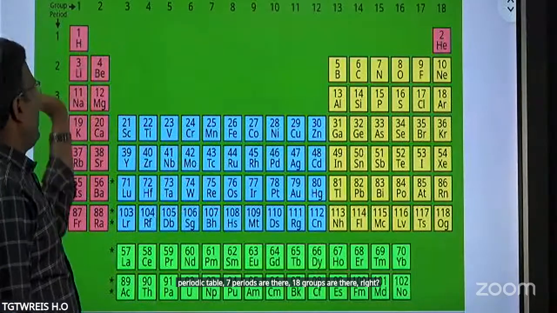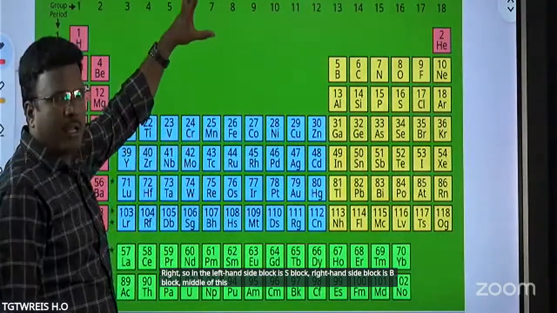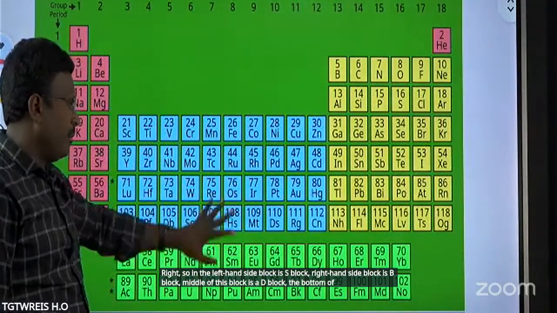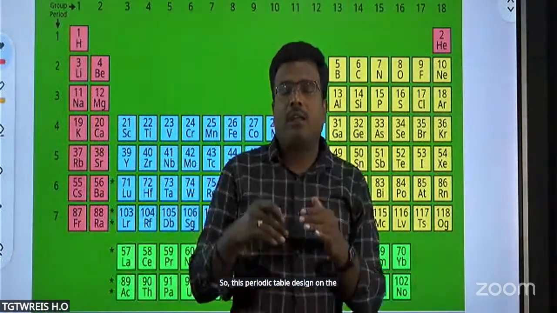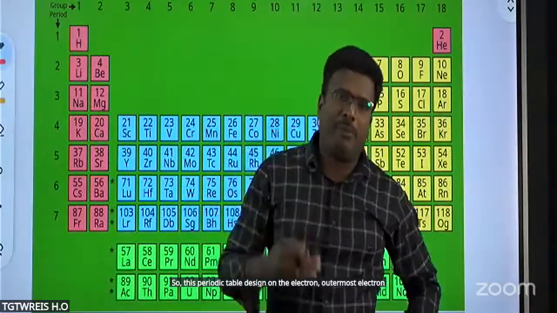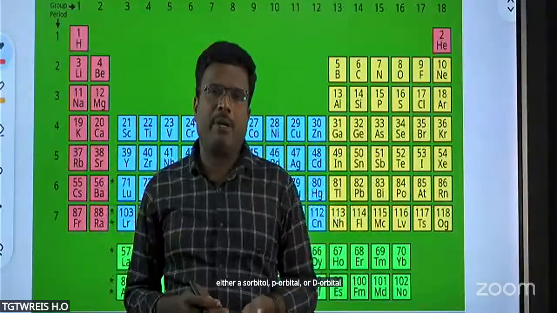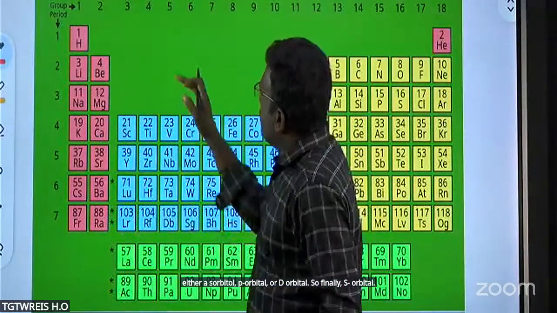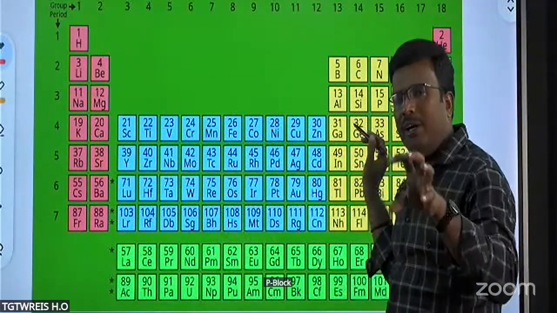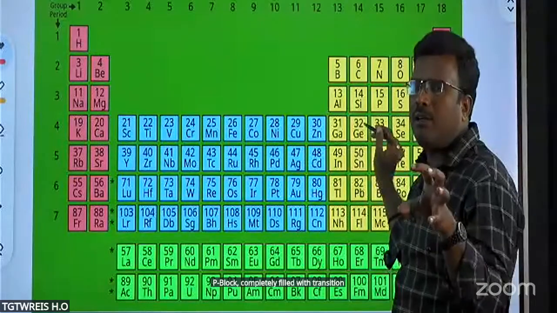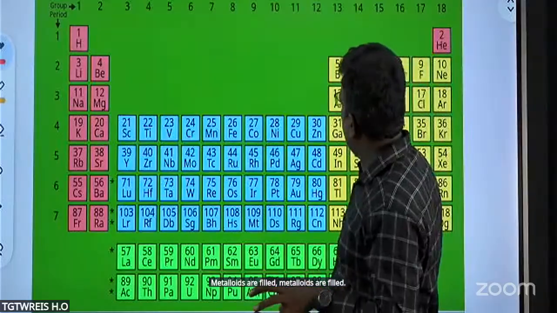On the left-hand side is the S block, on the right-hand side is the P block, in the middle is the D block, and at the bottom of the periodic table is the F block. This periodic table is designed on the basis of which orbital the outermost electron enters: S orbital, P orbital, or D orbital. The S block is completely filled with metals. The P block has metalloids, and also some metals.